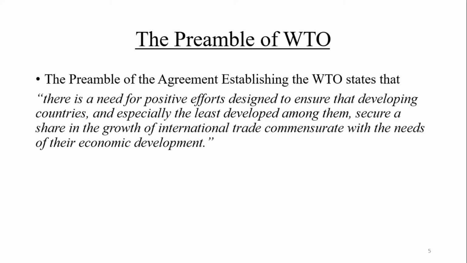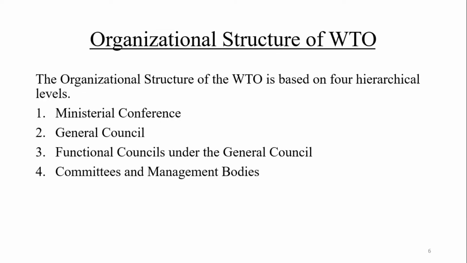Now, organizational structure of WTO. The organizational structure of WTO is based on 4 hierarchical levels. The hierarchies are as follows. First, Ministerial Conference. It is the highest hierarchical level in organizational structure. It is composed of representatives of all the members which meet at least once every 2 years. It is the policy and strategy making body.